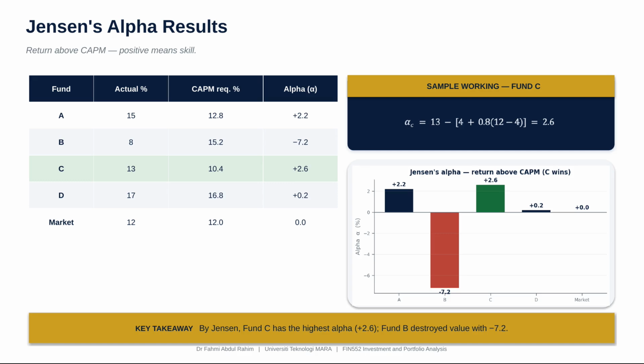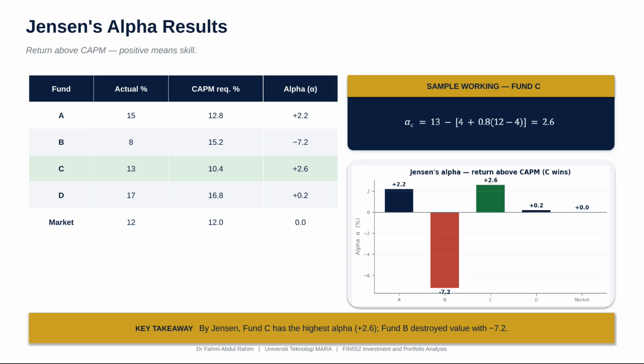Finally, Jensen's alpha for every fund. The formula is the actual return minus the CAPM required return, where the CAPM required return is the risk-free rate plus beta times the market premium. The market premium here is 12 minus 4, which is 8%. So first compute what CAPM required for each fund, the third column.